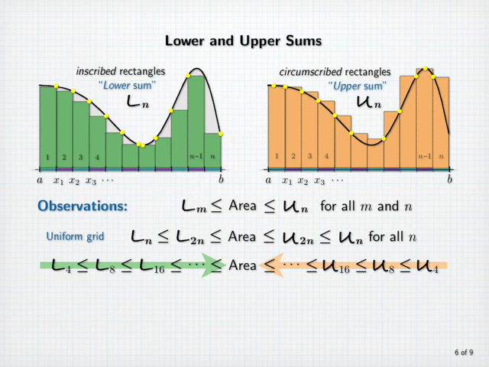Now another observation is that regardless of how we choose our evaluation points x hat sub i, the resulting sum S sub n will be trapped between the lower sum L sub n and the upper sum U sub n. What this tells us is the following. Assuming that we know that the lower sums and the upper sums are approaching the same value as n goes to infinity, every other sequence of area approximations will approach the area as well, regardless of how we choose our x hat sub i's.